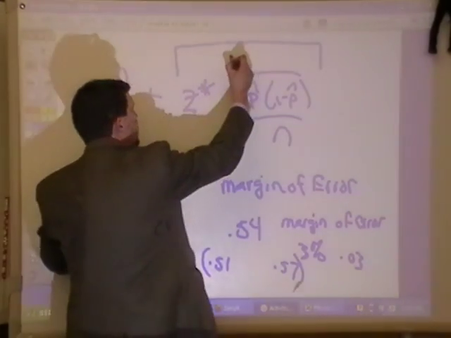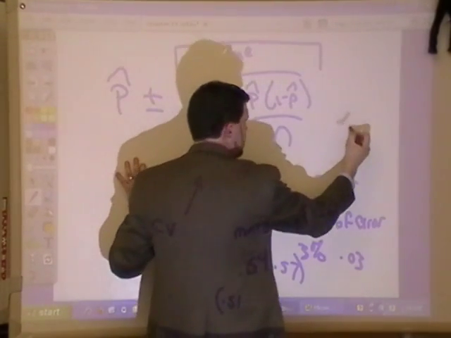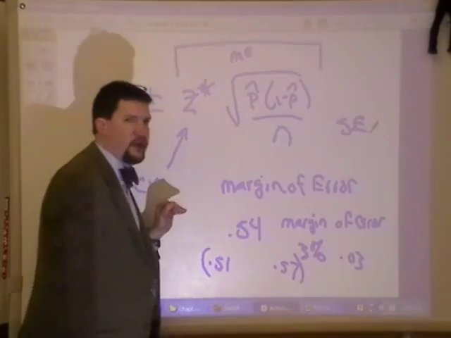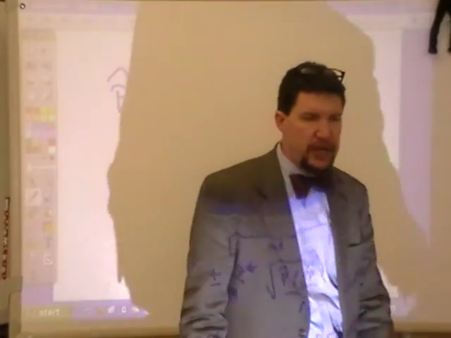So this entire thing is your margin of error. You've got your z-star, and of course, this is your standard error. All right. I think that's going to be it for chapter 19.